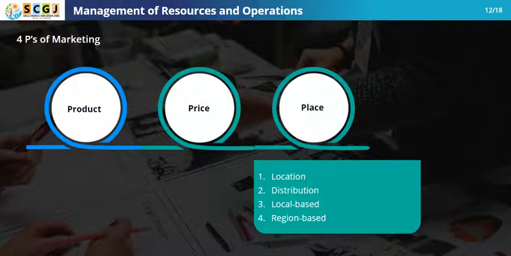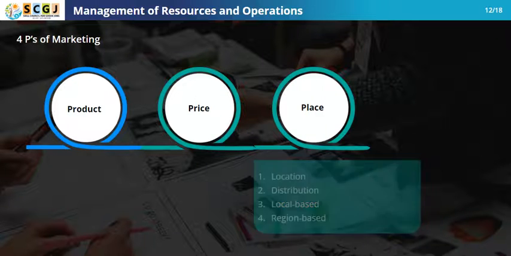The distribution aspect refers to the reach of the business. It means that the business could be just locally based or region based, or it may be nationally or internationally based. This creates an impact on the brand name of the product and its future prospects.